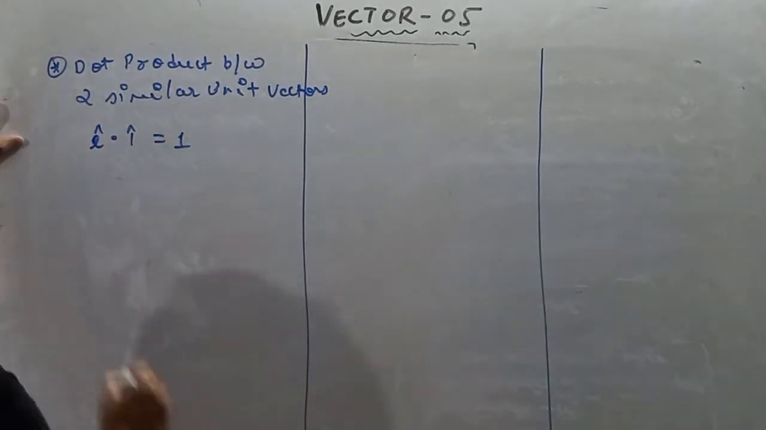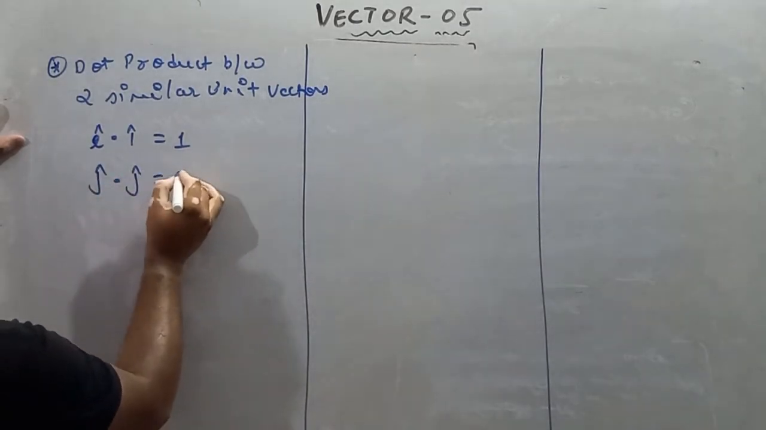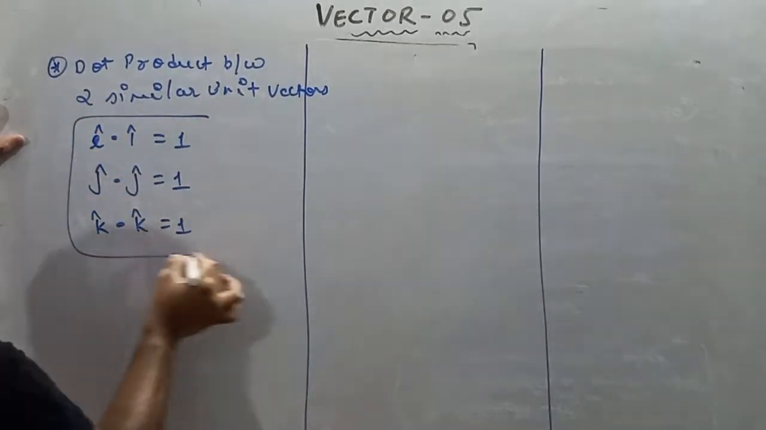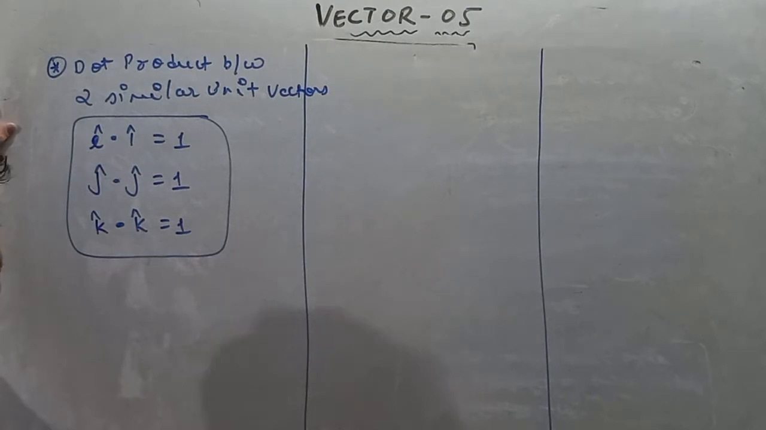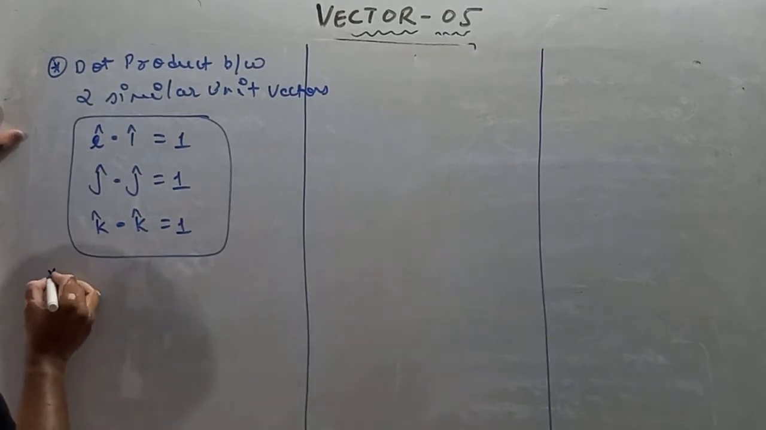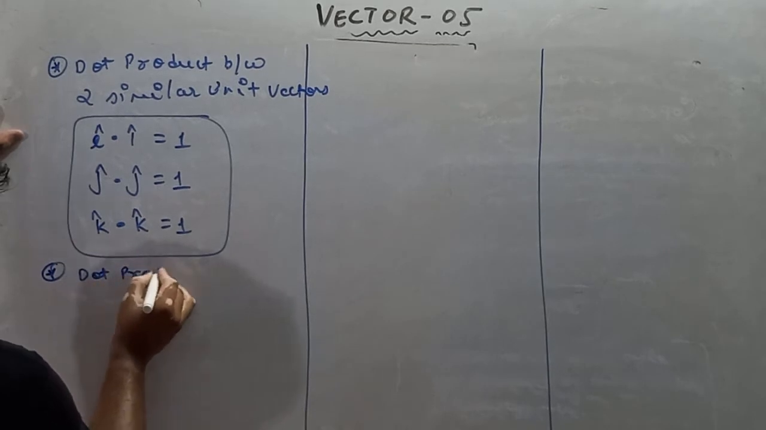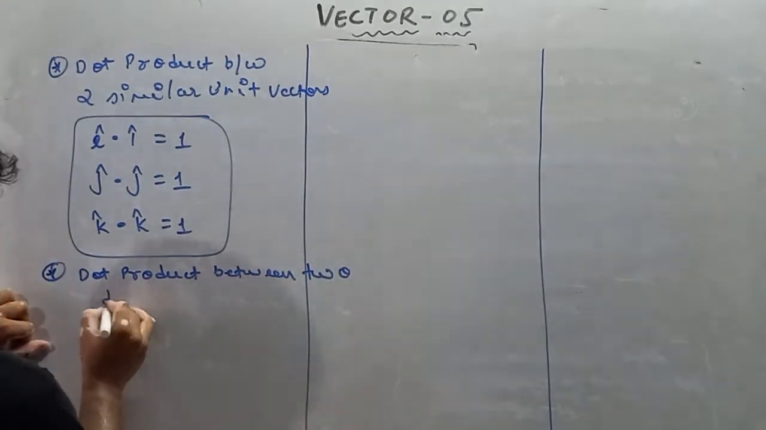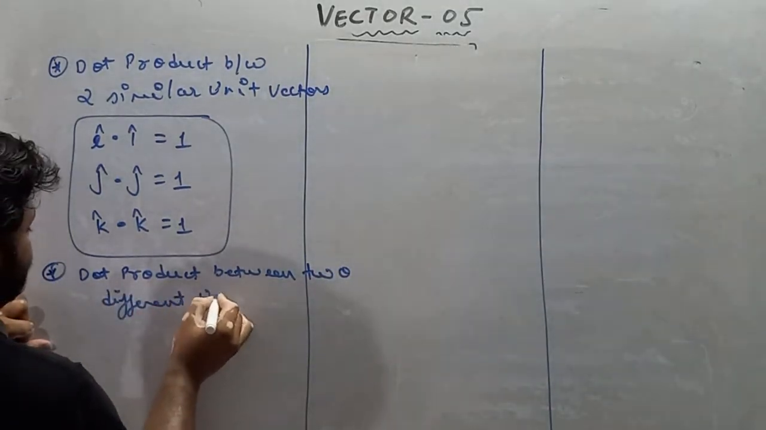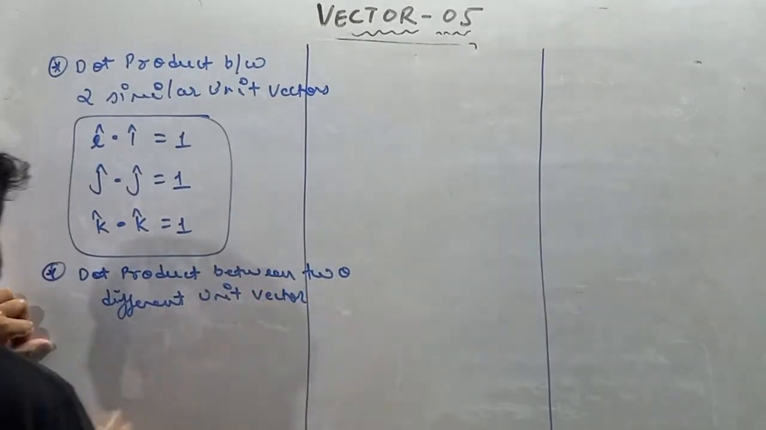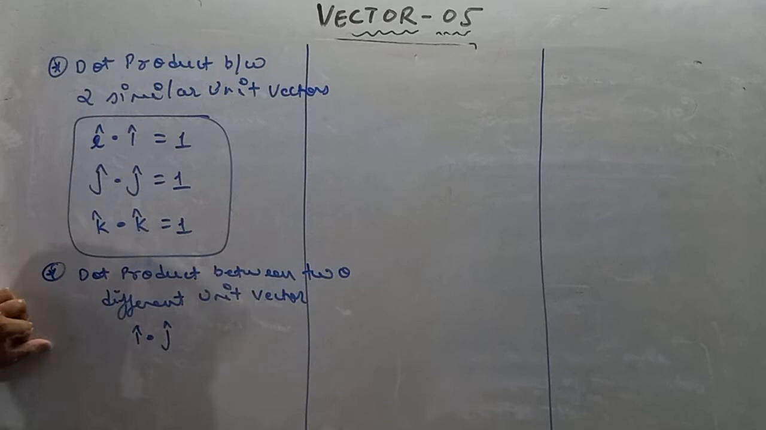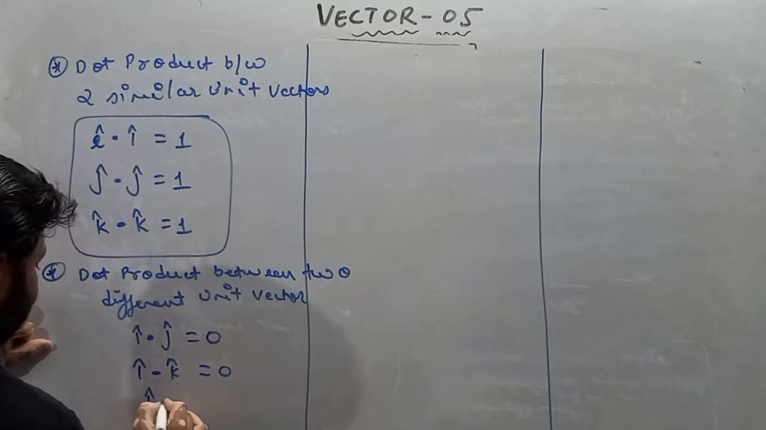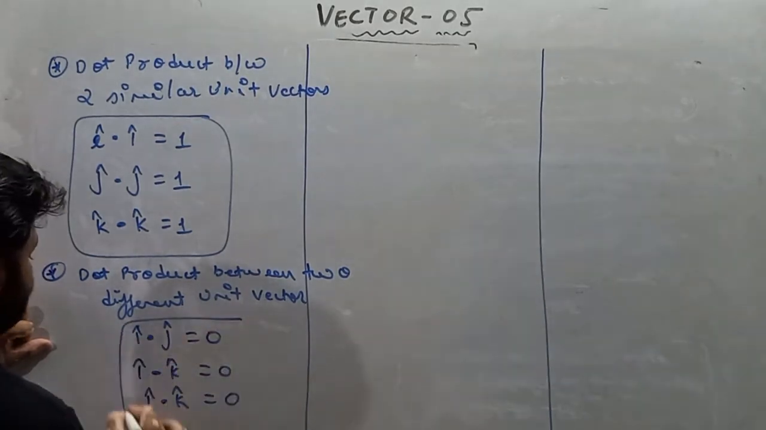Remember, the result is 1. Similarly, j cap dot j cap, the result will be 1. k cap dot k cap, you will get 1. But if we perform dot product between two different unit vectors, that is either i dot j, it is 0, i dot k, it is again 0, or j dot k, it is again 0.